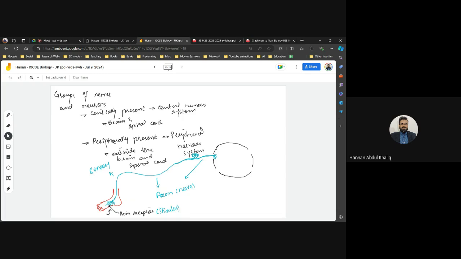Now when the dendrites receive that change, they would initiate the impulse, and that impulse would be transported towards the central nervous system with the help of the axon. Now I can clearly say that it is a sensory neuron.